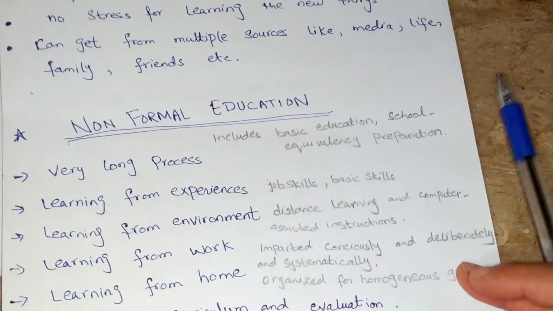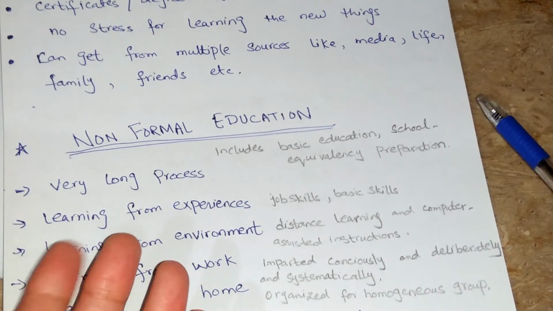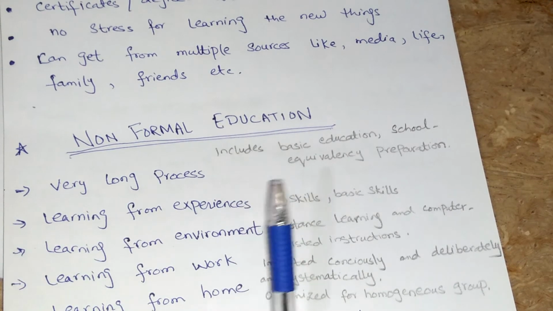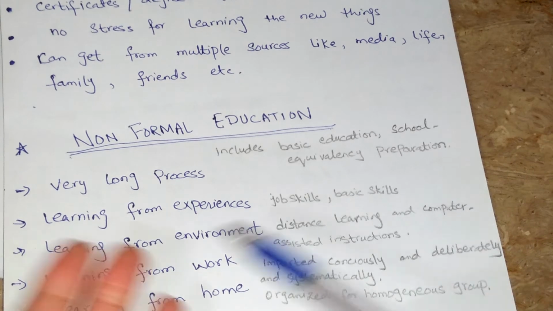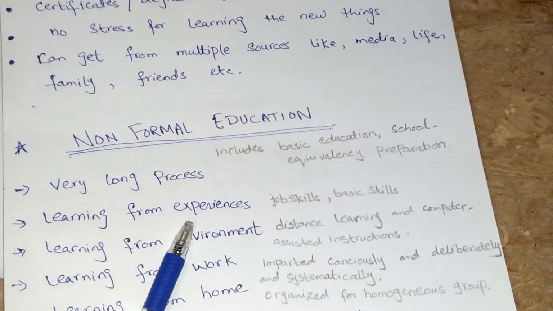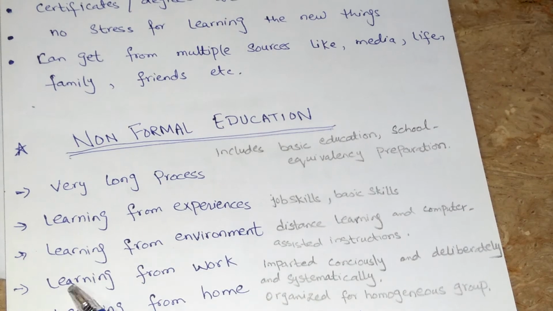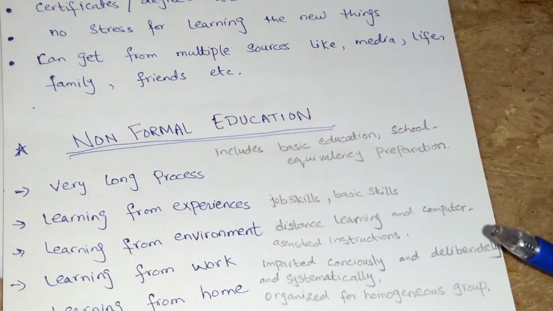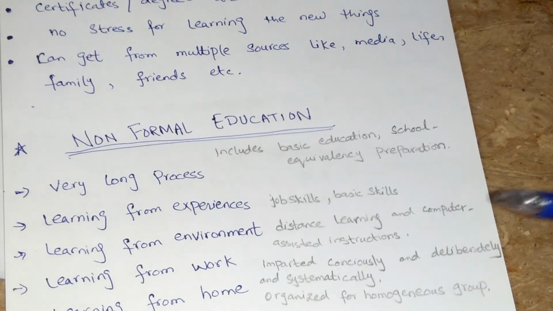Okay, coming to non-formal education. The third type of education is non-formal education. What is non-formal education? It includes basic education or school equivalency preparation. It's student oriented, and you get it from your experiences, a very long life process. You can learn from your environment and from work. As you know, there are training sessions during your work, and job skills or basic skills you learn during your job.